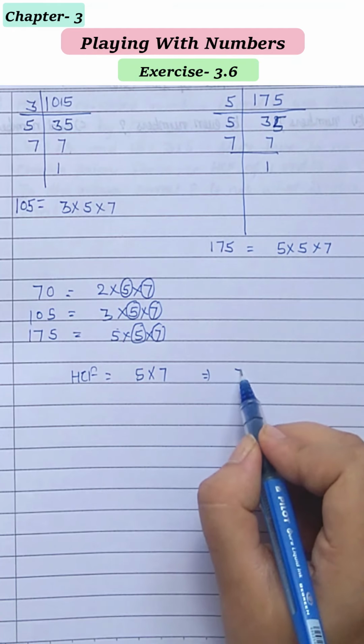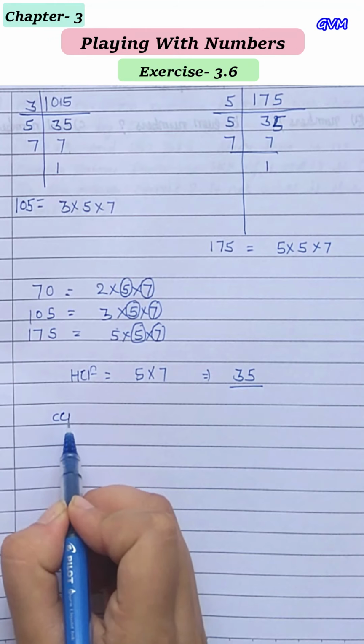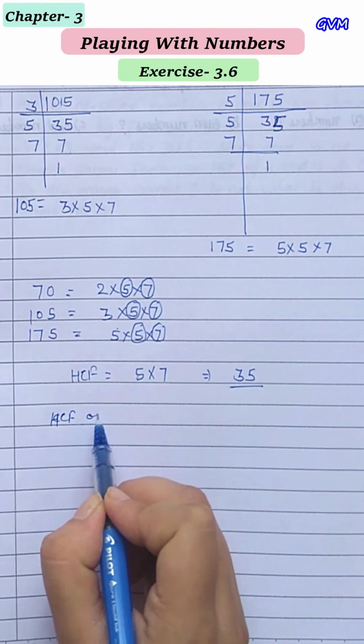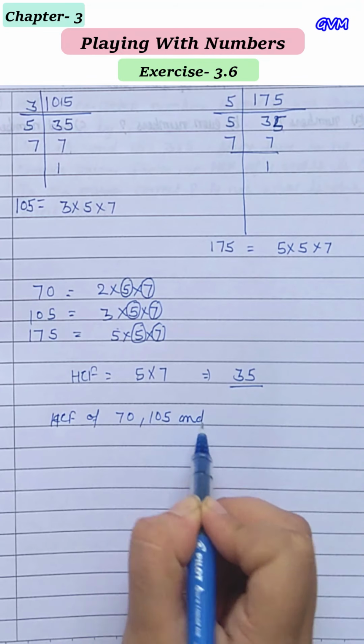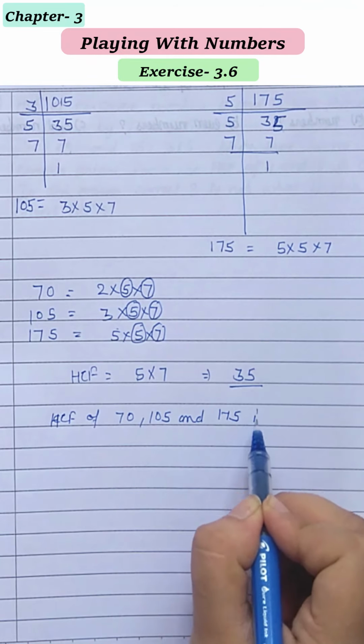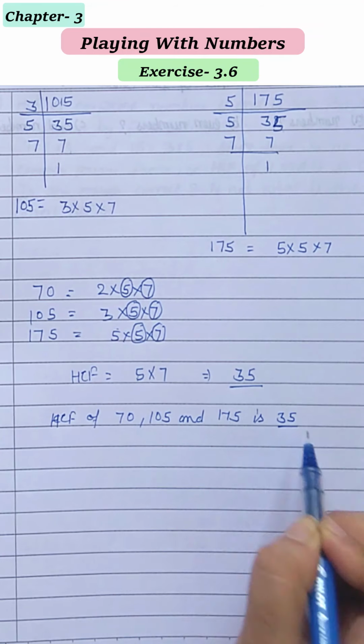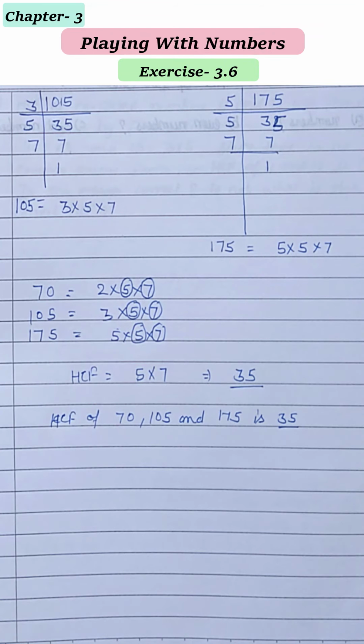5 into 7 is 35. That means the HCF of 70, 105 and 175 is 35. Okay, so this is how you find the HCF of given numbers. Now let's move towards question number 2.